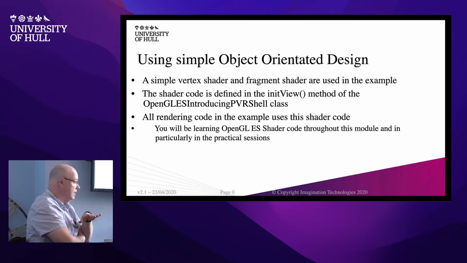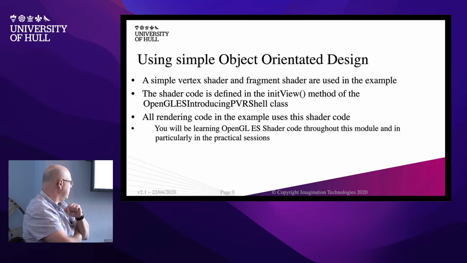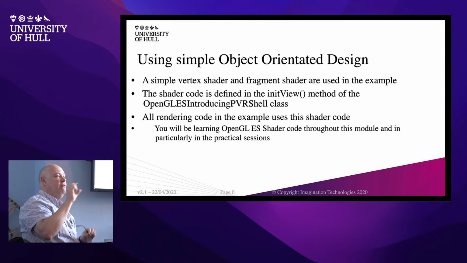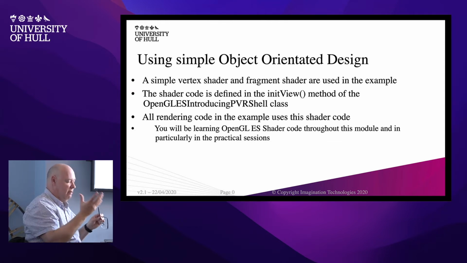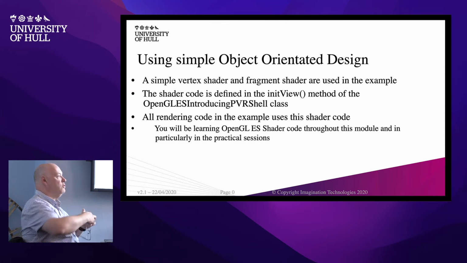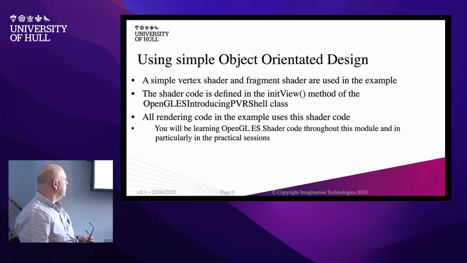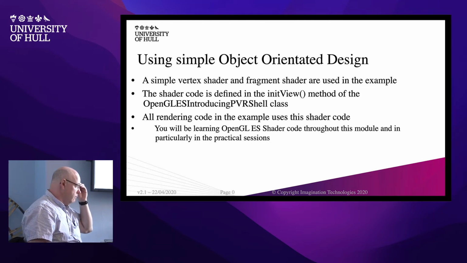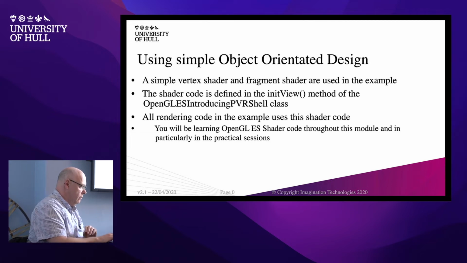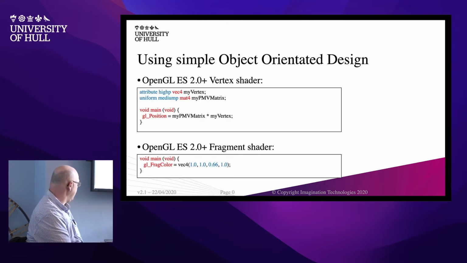It looks like C, when you actually see the actual shader code. What we need to do, we actually define inside the init view. Remember, the init view is when we've got a valid graphics context, so it means we can pass things to the GPU, we can create things on the GPU, we can talk to the GPU. So here's the shader code. We've got this vertex shader and fragment shader.